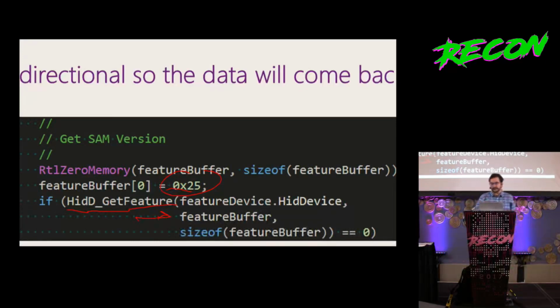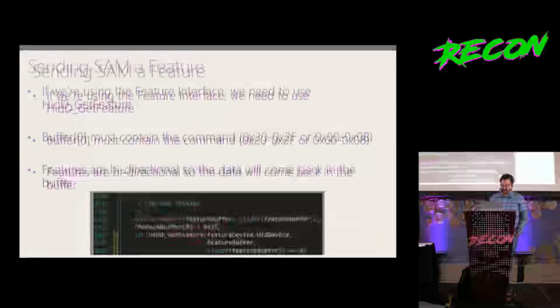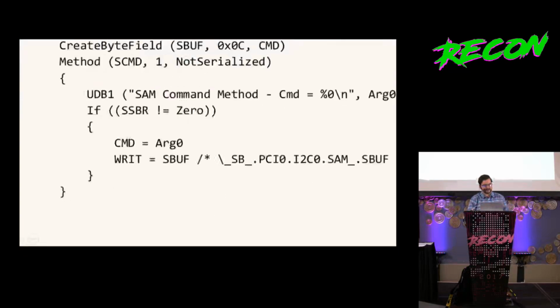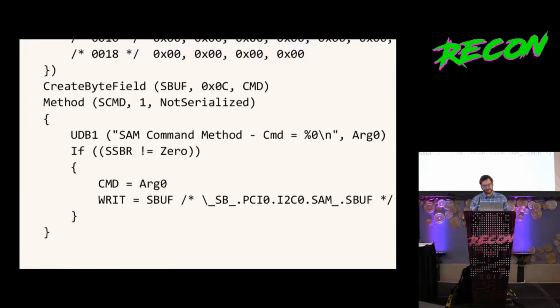So get features kind of does a read and a write and a read for you in a single command. Now, the other interesting thing that I realized when I was looking at this is not only can you talk to it from anywhere you want in user mode, but they actually have an ACPI method, and I never saw anyone use ACPI this way, that they called SCMD. Microsoft ACPI tables also have an internal printf, and it's really nice to have debug logs in ACPI, which also most vendors don't do.